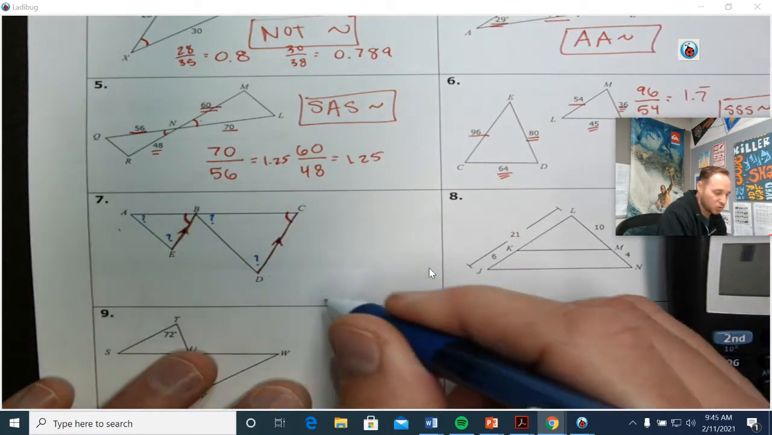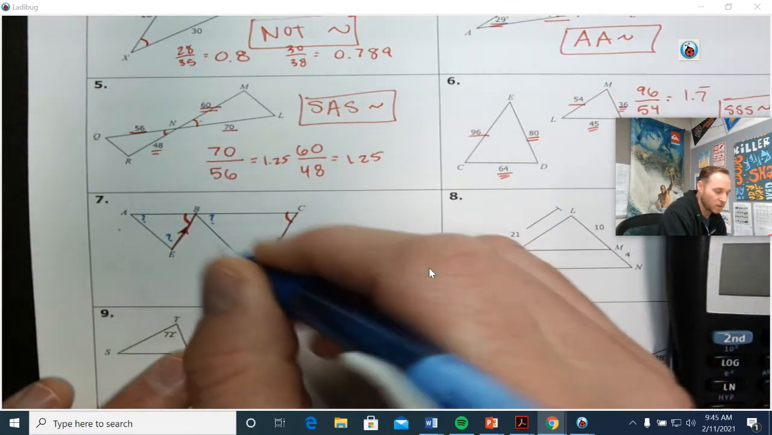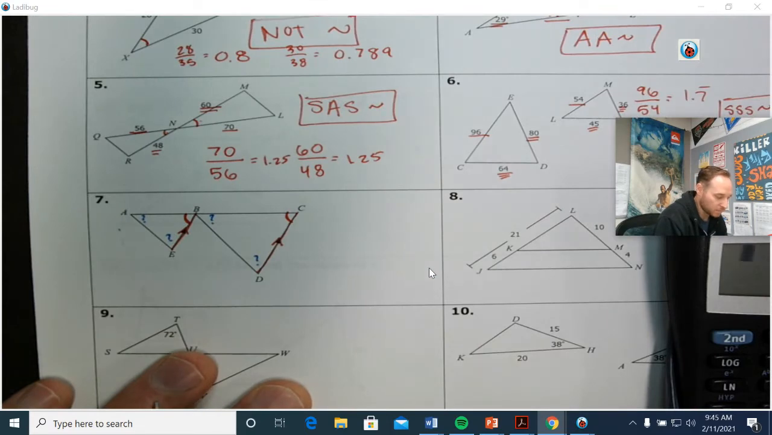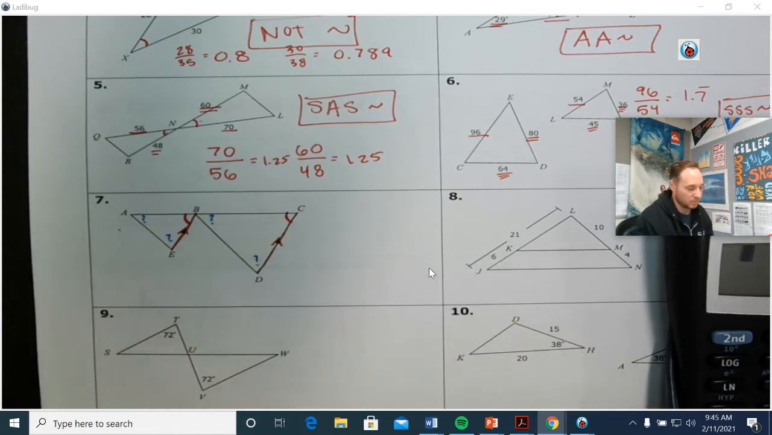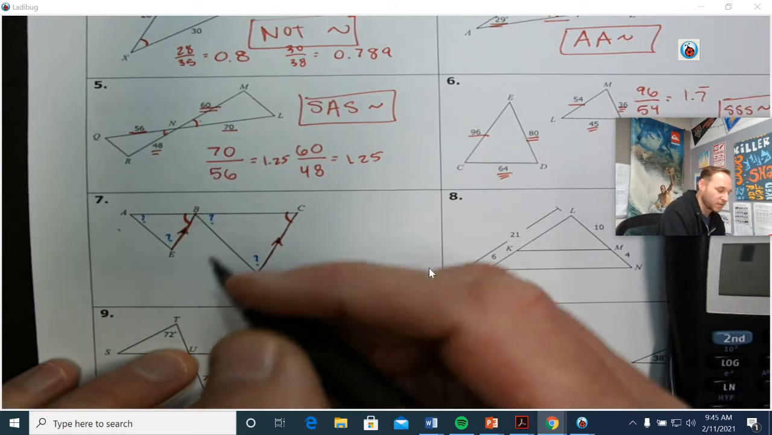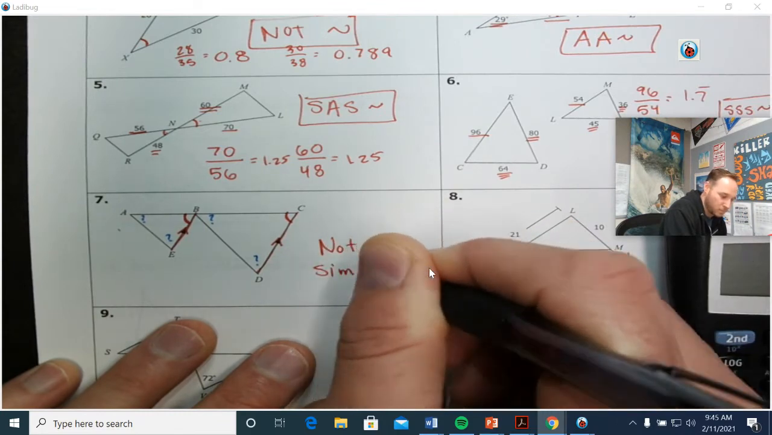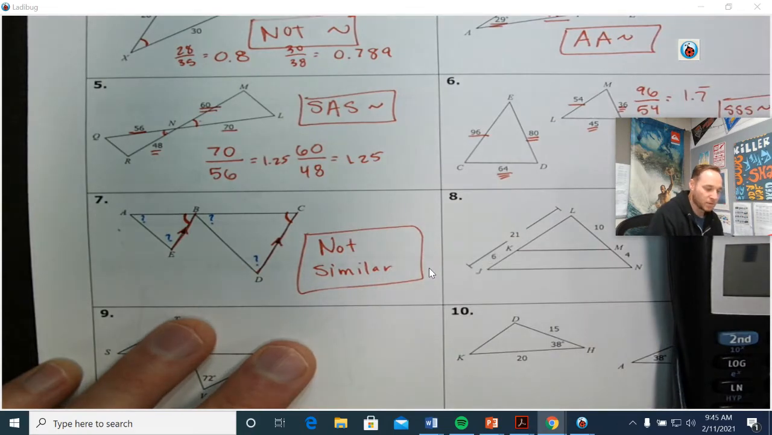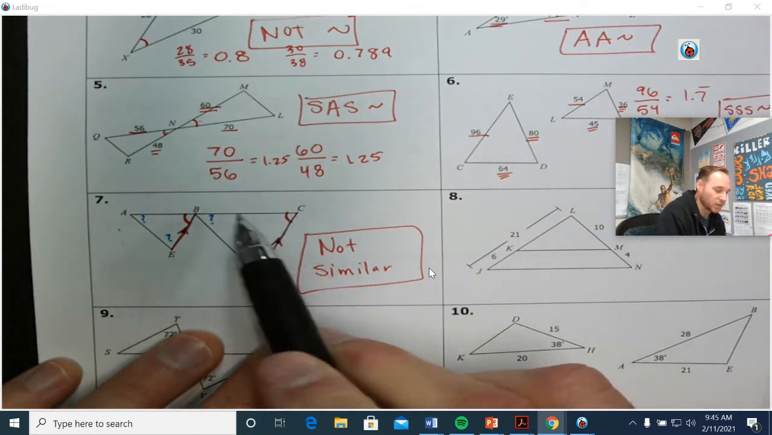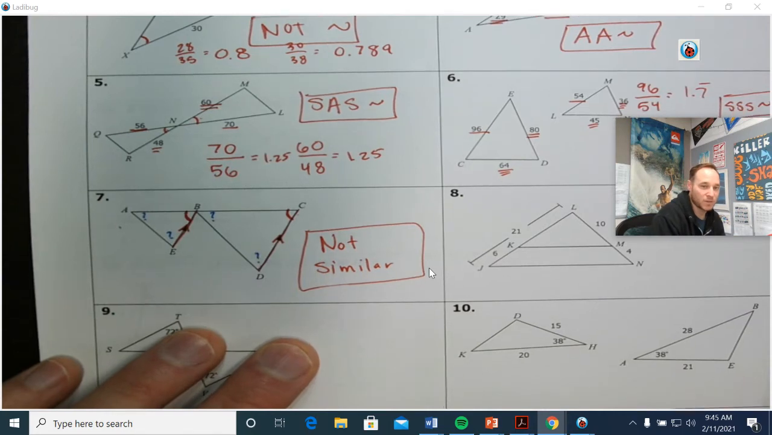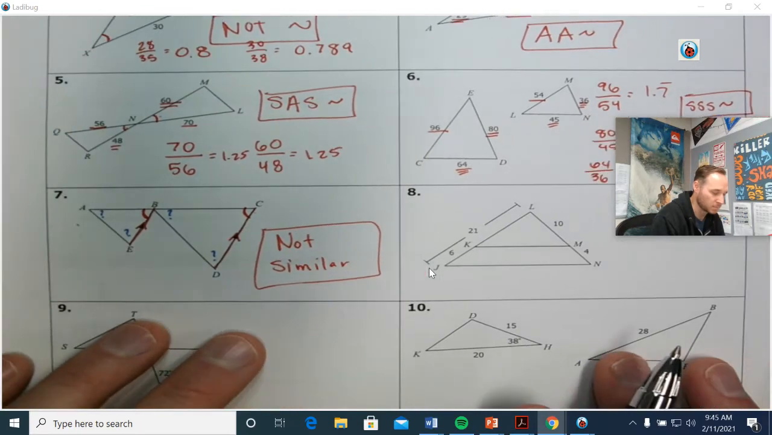Unless there was another line that crossed these two parallel lines, unfortunately there's not. So what does that mean? It means that there is not enough information, so we can say not similar. That only gave us one set of angles that are congruent that we know. The other ones, there's no way to figure them out. There's no mathematical way or no theorem to use to prove it, so we'll say not similar.